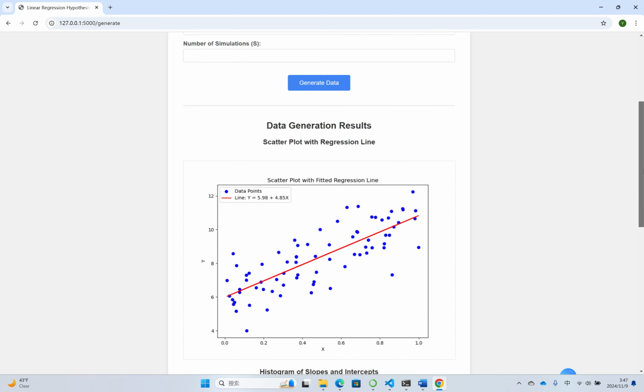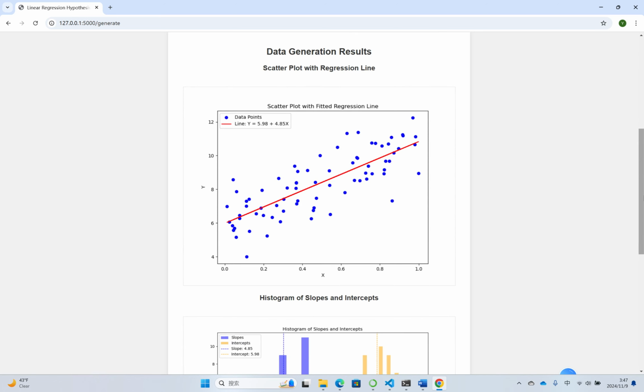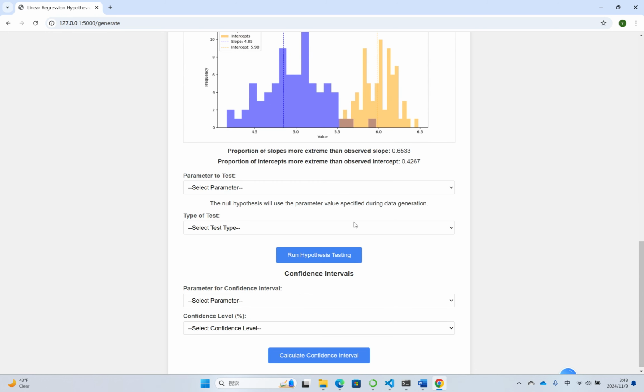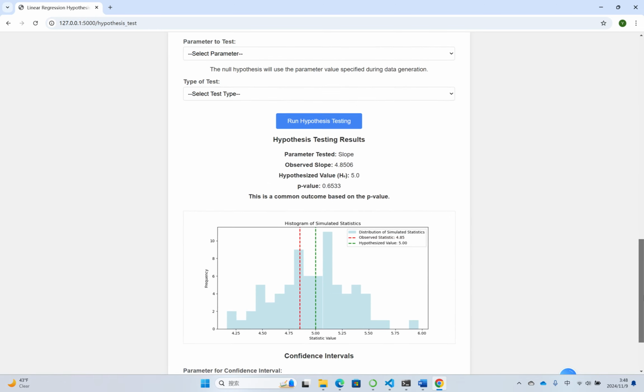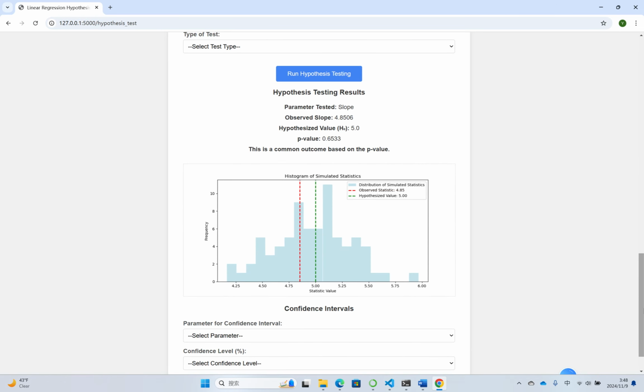To determine if our data aligns with our assumptions, specifically the values we set for the slope and intercept, we need to check the p-value through hypothesis testing. First, we examine the p-value for cases where the simulated slopes are greater than the observed slope. The results show that our p-value is 0.6533.